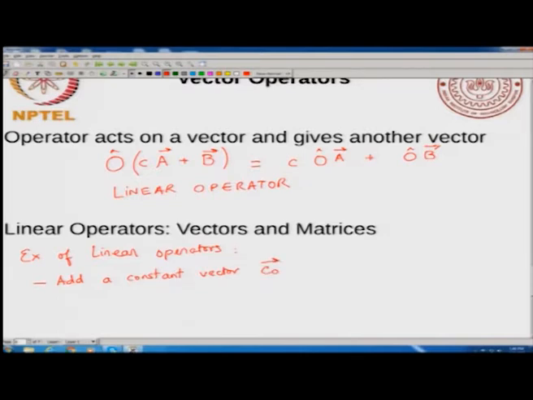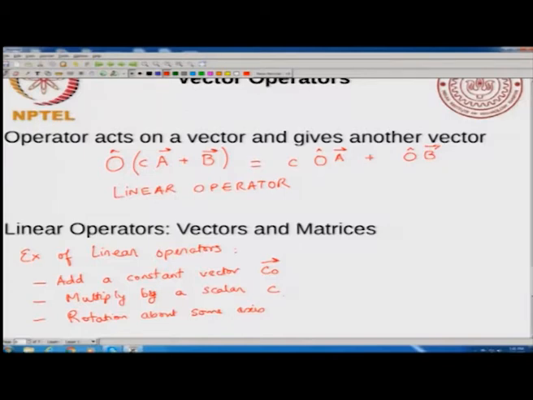So, that is an example of a linear operator, and you can verify that it is trivially linear. Then multiply by a scalar C. So, that is also a linear operator. Okay. Then we talked about rotations, rotation about some axis. So, that is also an example of a linear operator. What is an example of an operator that is not linear?